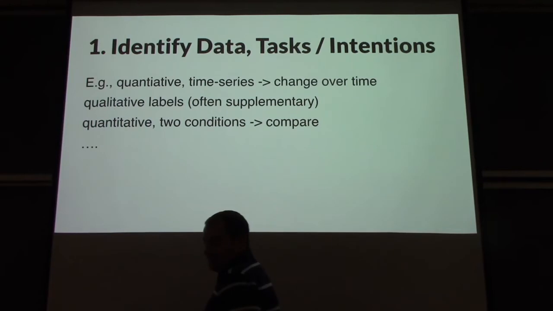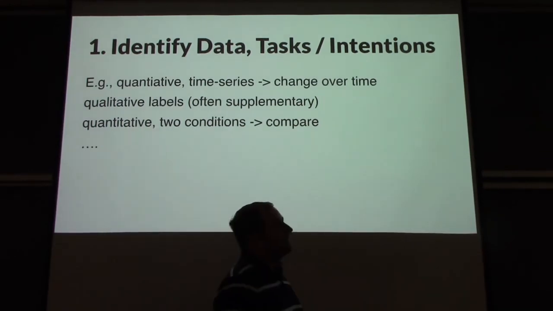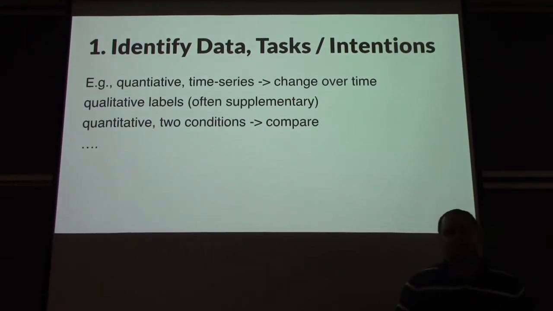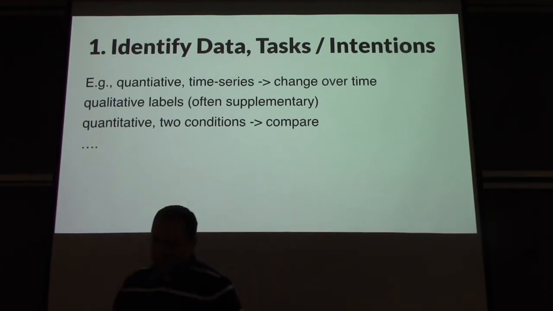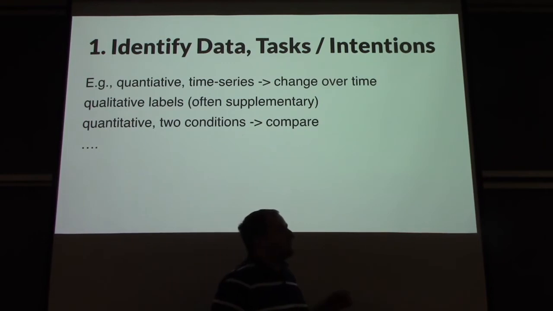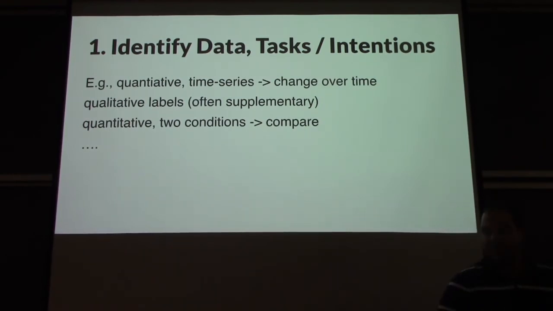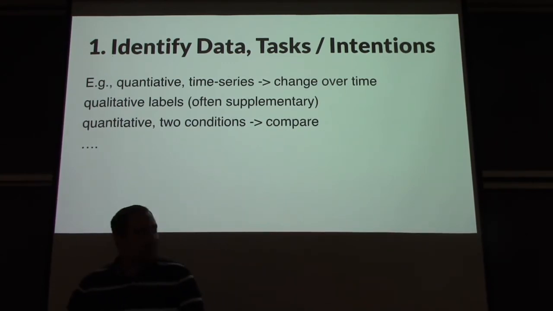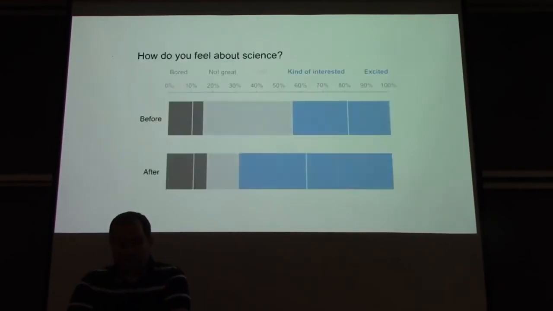Another example would be if I have quantitative data and two different conditions. If I have that, very often I want to make a comparison. So a before and after, or a US versus Canada, or something like that. So thinking about what is the data, what types of data are there exactly? There's quite often multiple types of data at the same time in a chart. And what are the likely intentions of the designer? What are the tasks that you can fulfill with them? It's the first step to analyzing a visualization.